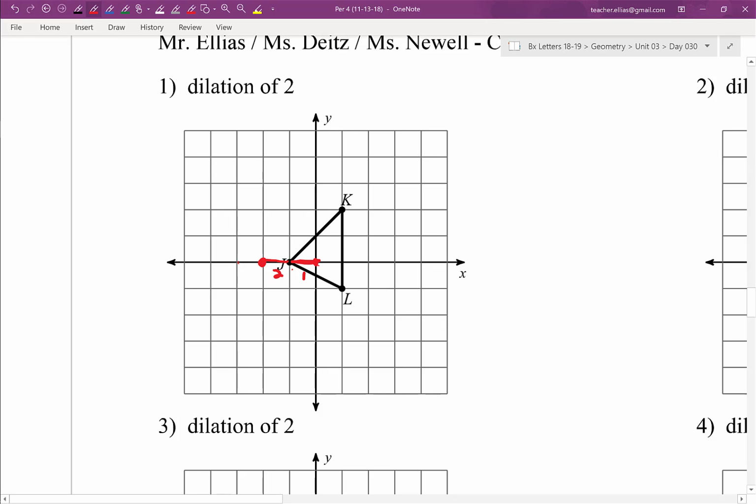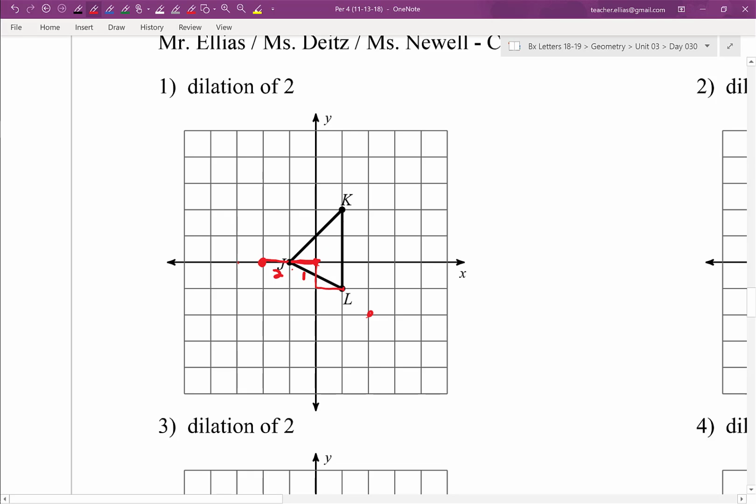How far away is L? 1. 1. Yeah, and think of it this way. How much down and how much over? 1. 1. So you're going to do that once. And then twice. That's a dilation of 2. Can you try that one? So it's 1, 2. No, but go from the center of dilation.